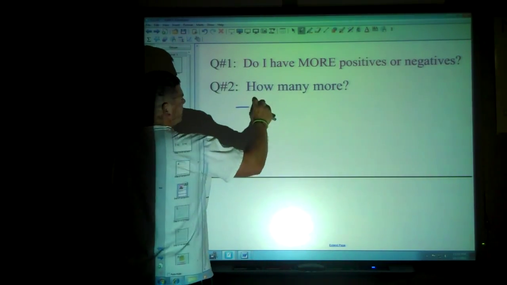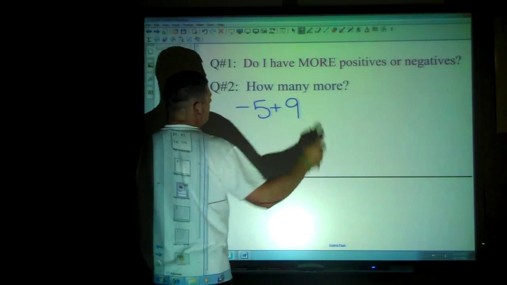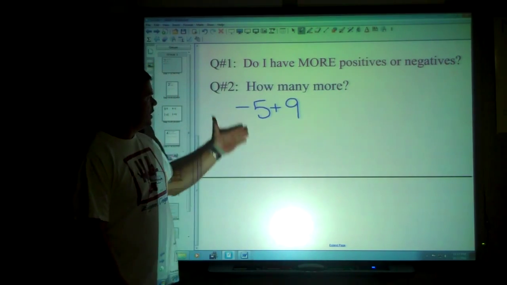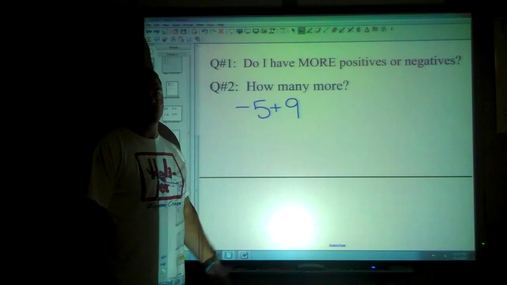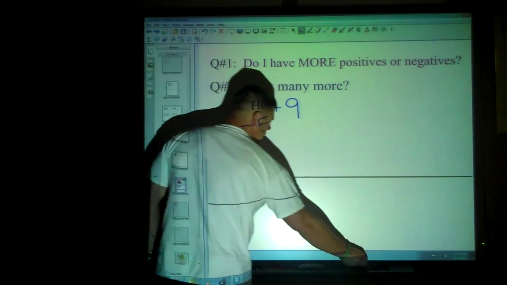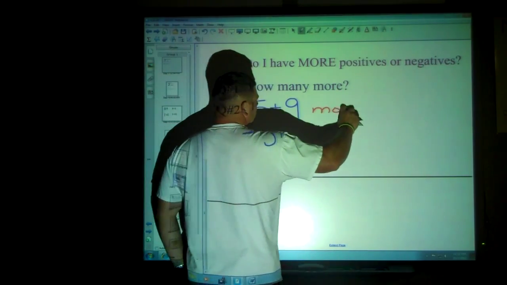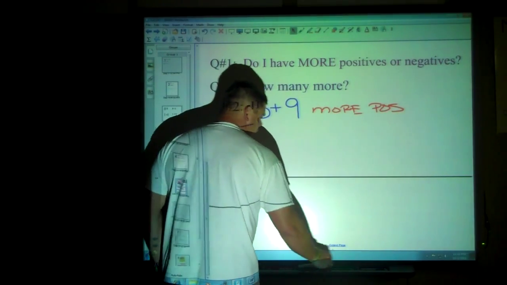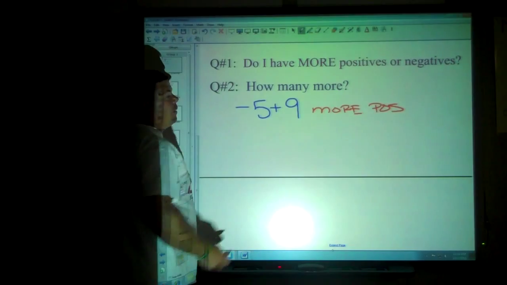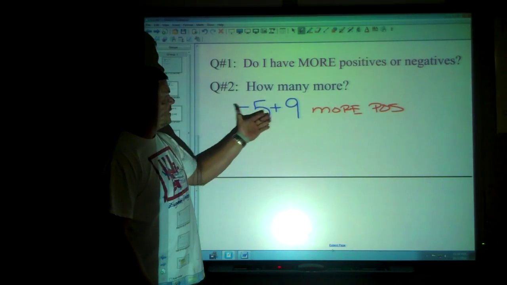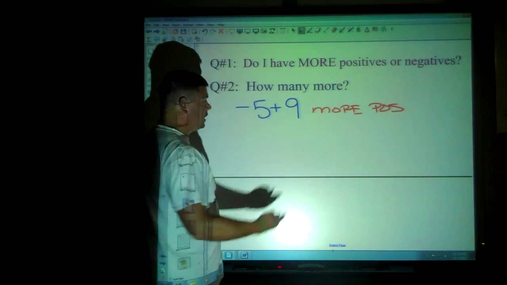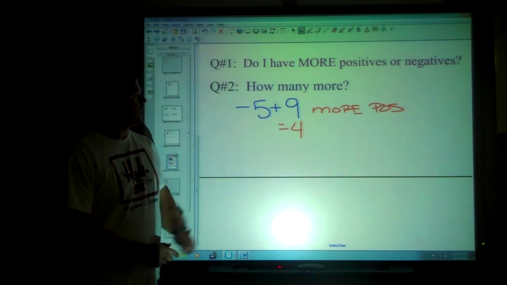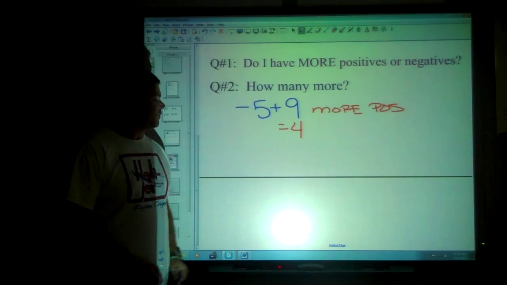Let's say we are taking negative 5 and we are adding positive 9. According to question number 1, do we have more positives or more negatives? There's 5 negatives, there's 9 positives. I think we have more positives. So we would have more positives. That tells us our answer is positive. The question then becomes number 2, how many more positives? Well, 5 negatives and 9 positives, that's 4 more positives. So we would say positive 4. Negative 5 and positive 9 make 4.